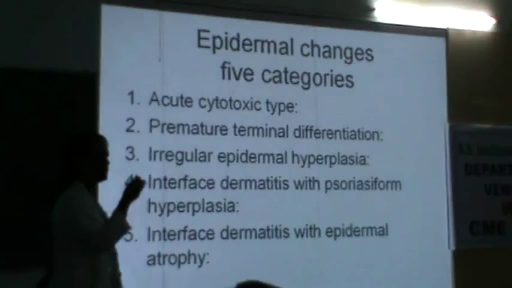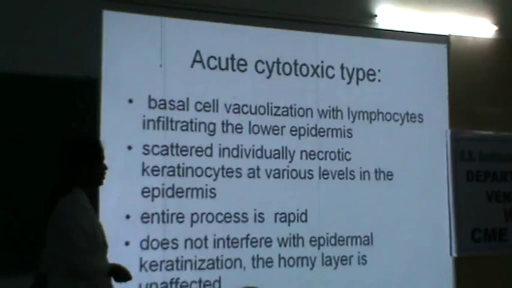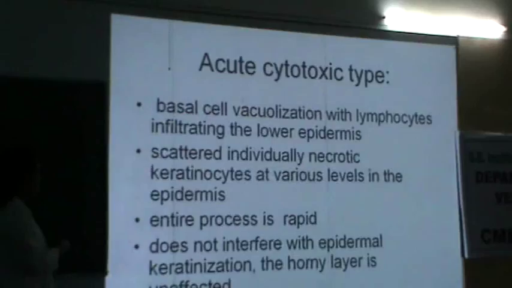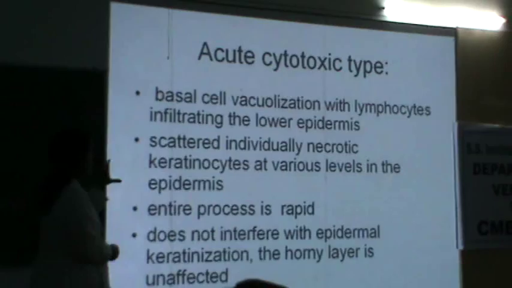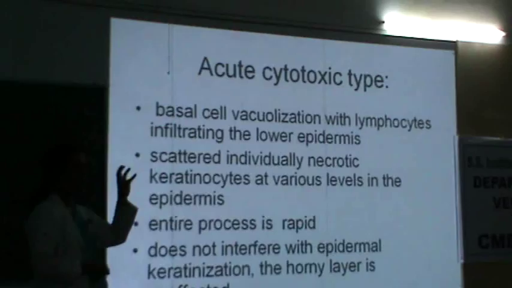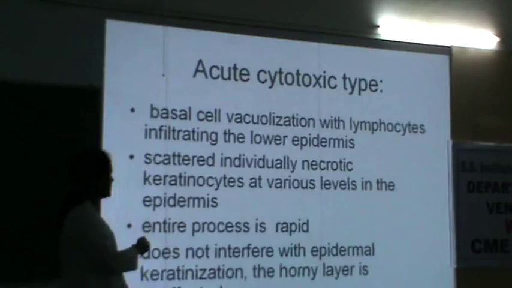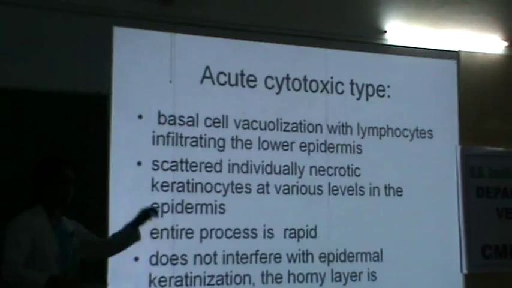Let us just look at the pictures and then identify what these five are. Acute cytotoxic type: the basal vacuolation with lymphocytic infiltrate. We do see basal vacuolation and the lymphocytes infiltrating the lower epidermis, exocytosis. Then scattered individually necrotic keratinocytes at various levels of the epidermis. Why should we see the necrotic keratinocytes at various levels of the epidermis? What is this type of hyperplasia? Acute cytotoxic. So there is necrosis of the keratinocytes at all the levels.